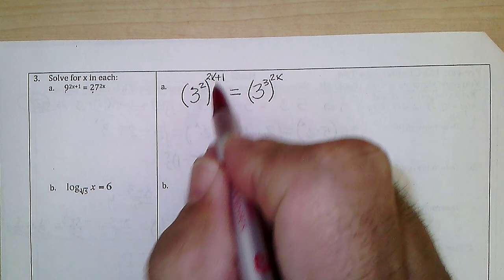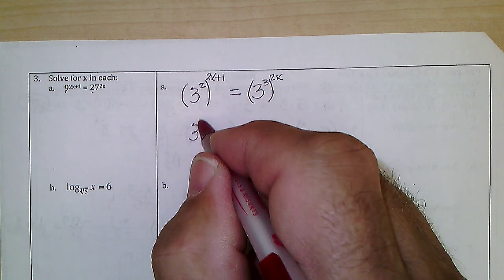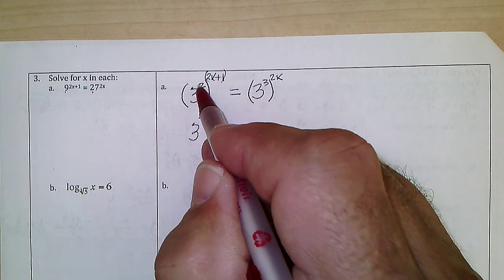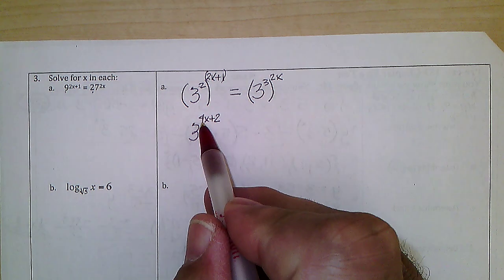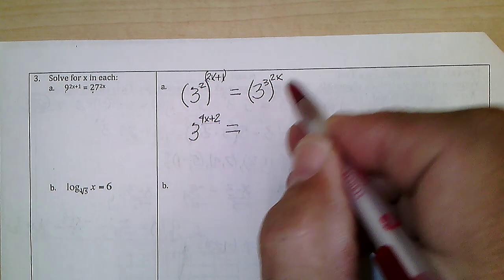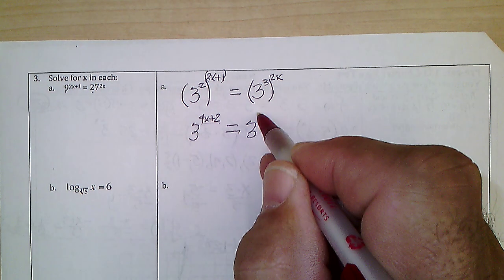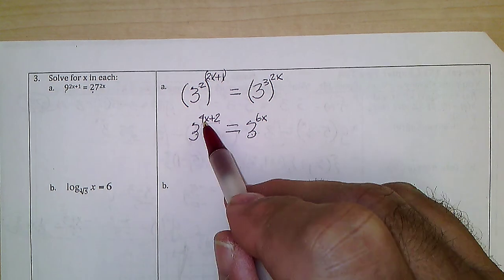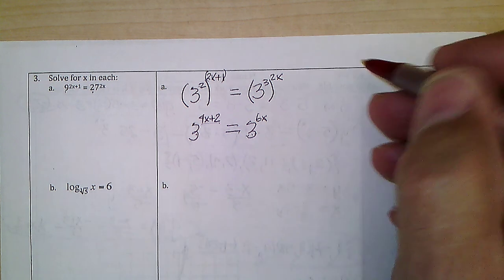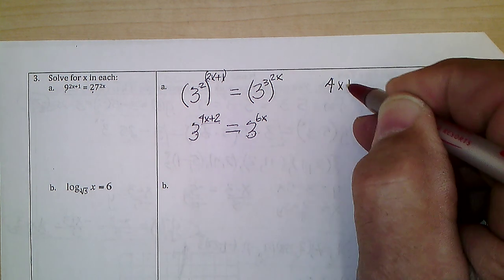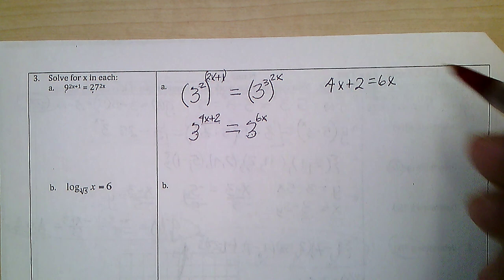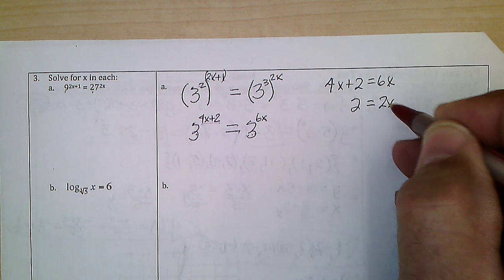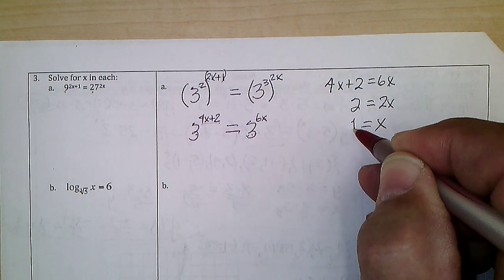So then if we rewrote this, this would be 3 to the 4x plus 2, because you multiply the powers when you have it like this. So 2 times the 2x plus 1 is 4x plus 2 equals, and here we multiply, so we get 3 to the 6x. So now we have single bases that are the same, so the powers must be equal. So we got 4x plus 2 equals 6x. If you subtract 4x from both sides, we get 2 equals 2x, and x equals 1.